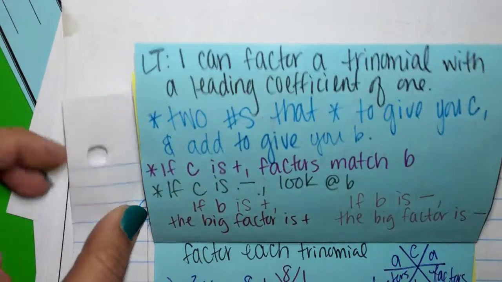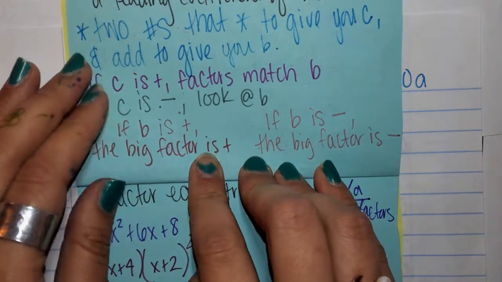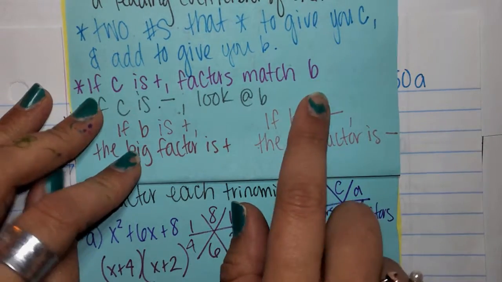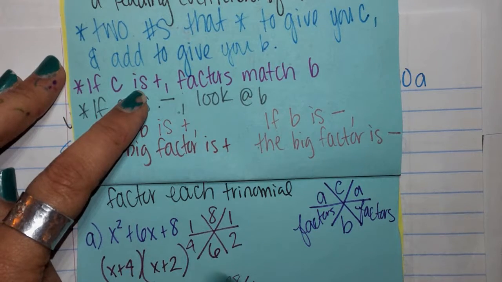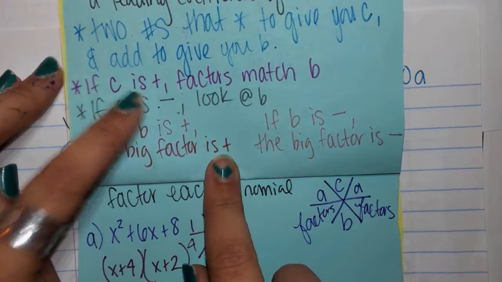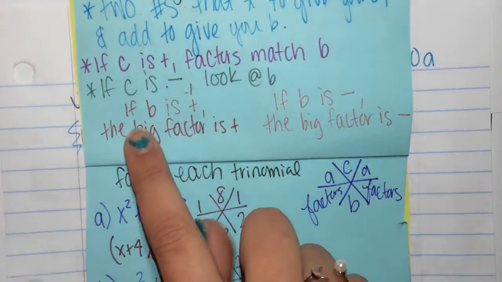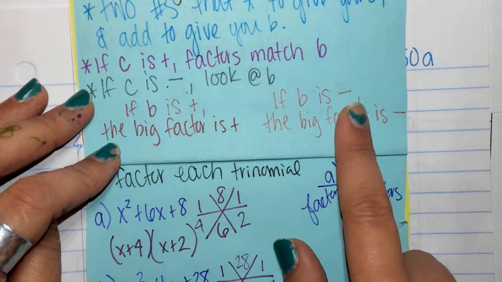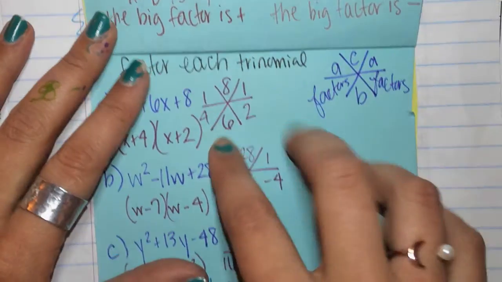If C is positive, what happens? You look at B. The factors match B. So if C is positive and B is positive, what are both of your signs? Positive. If C is positive and B is negative, what are both of your signs? Negative. Alright, what if C is negative? Look at B. If B is positive, the big factor is positive. If B is negative, the big factor is negative.